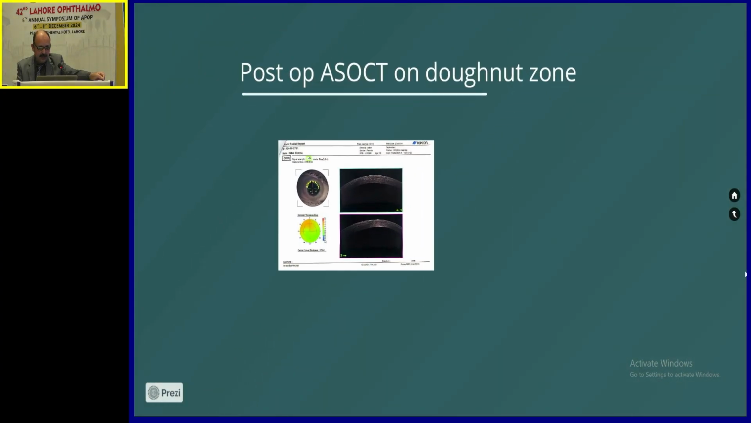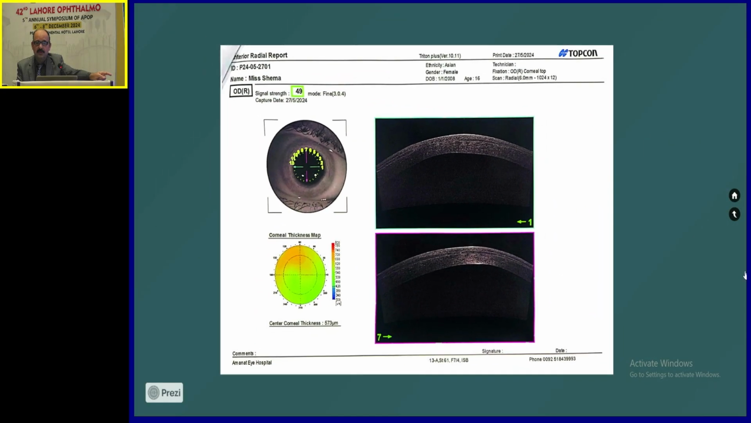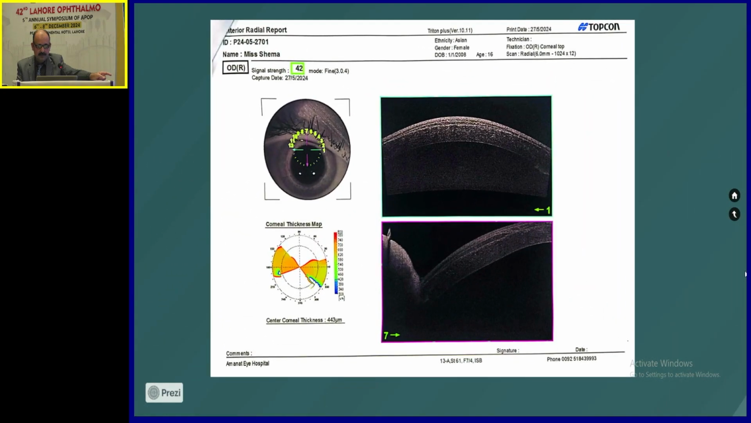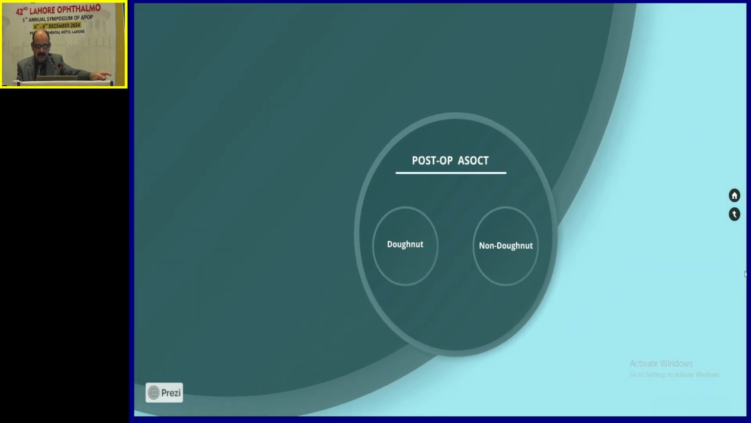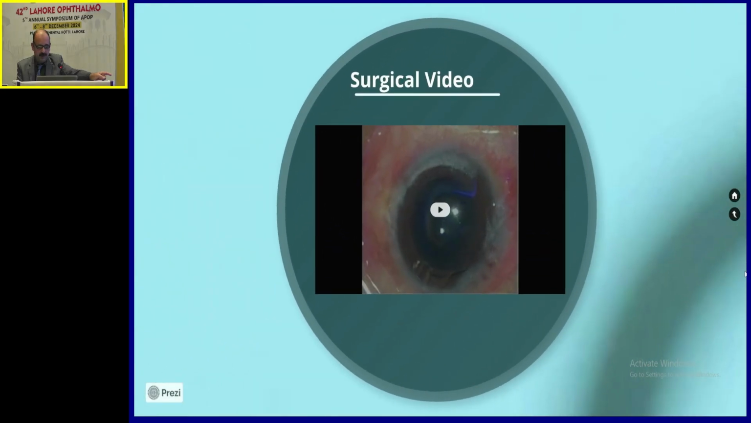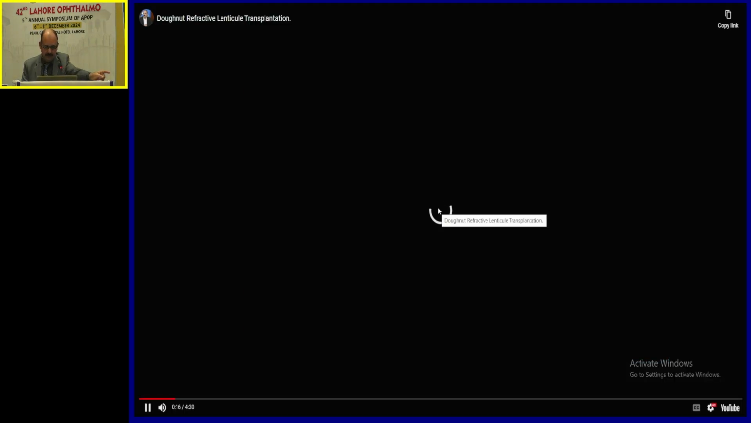This is again, you see, the anterior segment OCT on the donor zone, and this is on the non-donor zone. Now, you look at the video, all the things will be clear in the video, right?